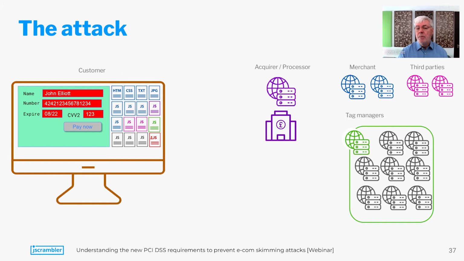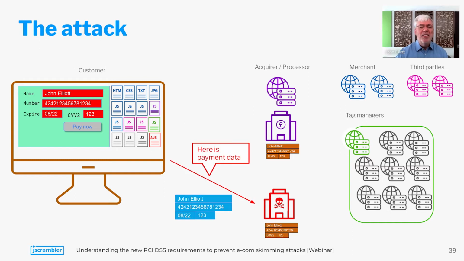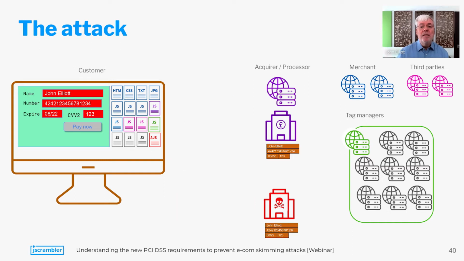As the consumer types in their card data, the criminal's JavaScript reads it. When the consumer presses the submit button to confirm the transaction, the data is sent to the payment processor just as normal, but it's also sent to the criminal server. So at the end of the attack, both the payment processor has the cardholder data, and so does the criminal. The transaction happens as normal. There's no error produced, nothing for the customer or the merchant to see, which is what makes this attack hard to detect. And it's currently the way that most cardholder data is stolen by criminals.